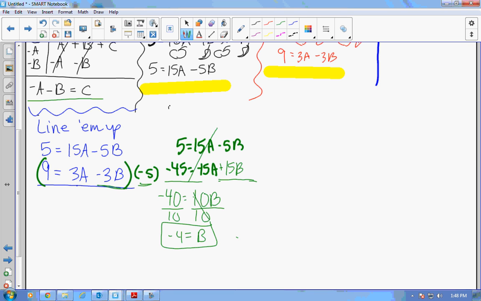Okay, usually there's one that looks easier. Do you want to plug into this one or this one? Those are about the same level of difficulty in my opinion. This one just probably has smaller numbers, so maybe we would use the second one. Yeah?